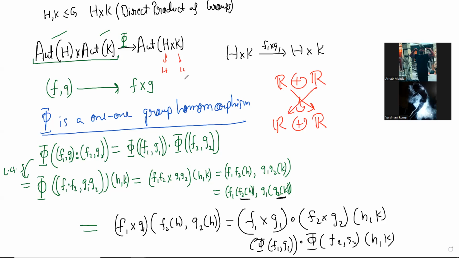But our example doesn't allow things like F cross G, right? They act separately on each coordinate. You can see that F is only acting on H. But yes, you should take examples and then see.